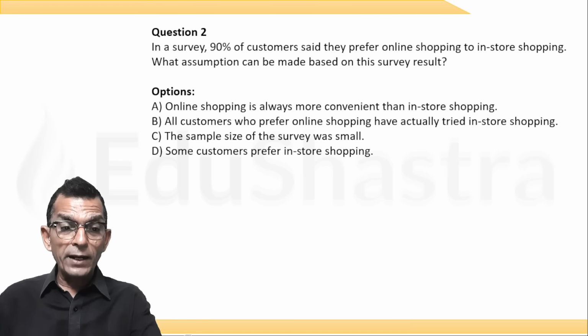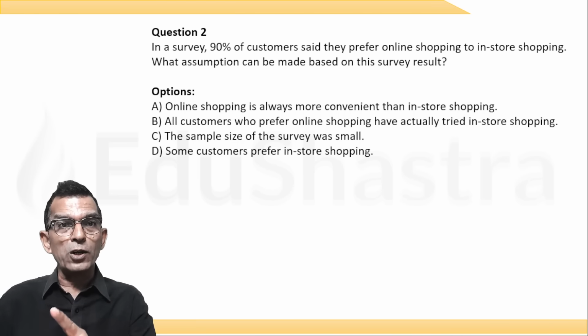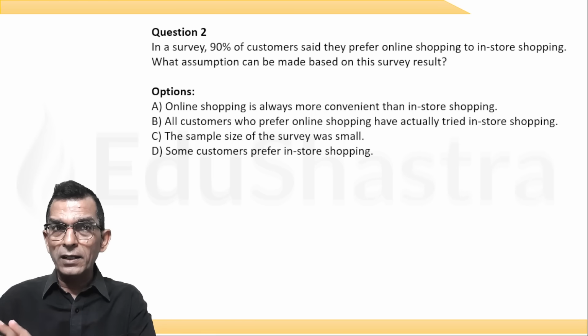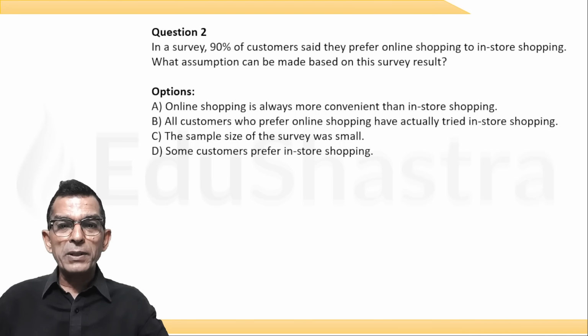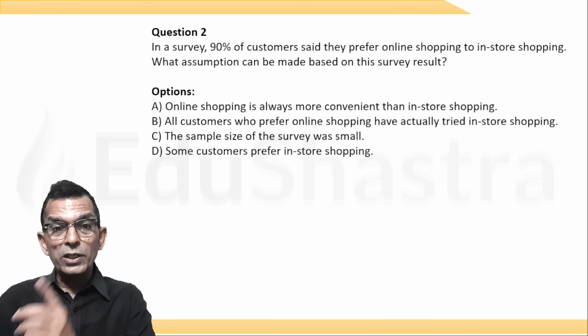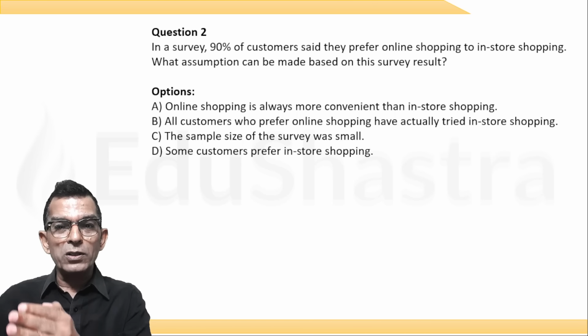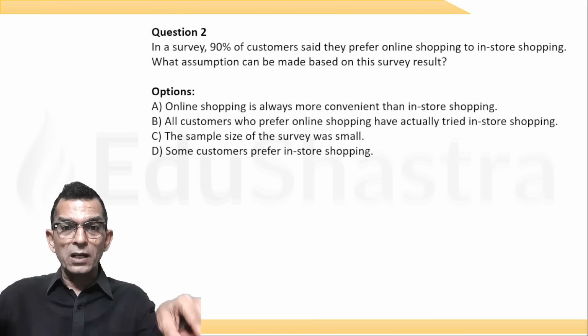Now got it? Okay. Now try the second question. In a survey, again, do the same thing. Tell me the premise and the conclusion, and then choose the correct option. Assumption is again a hidden reason. In a survey, 90% of the customers said they prefer online shopping to in-store shopping. What assumption can be made based on this survey result? So this is the result.